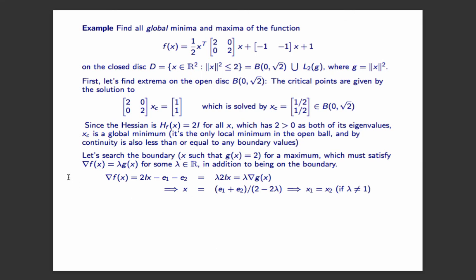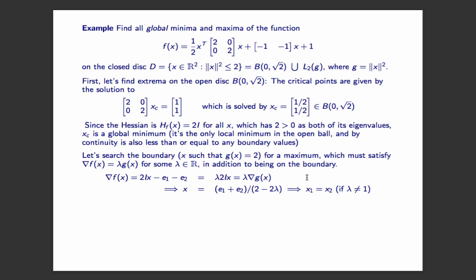Remember, lambda is some constant. We don't know which constant, but it's some constant. So long as lambda is not 1, x1 and x2 must be the same. Now, by the way, if lambda were 1, then I would have 2x here and 2x here. Subtracting 2x from both sides would mean this were equal to 0, which of course is impossible. So this is really the only scenario we need to explore.